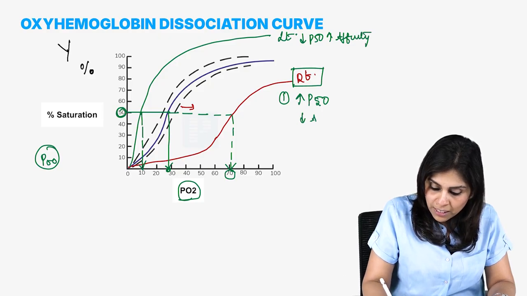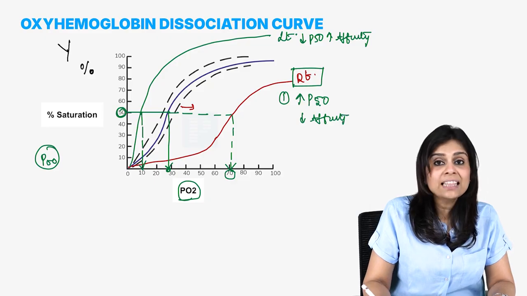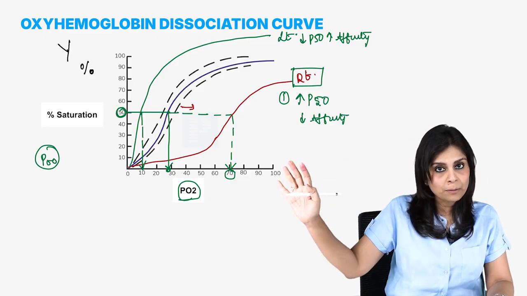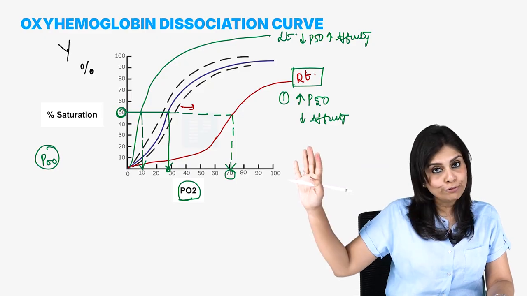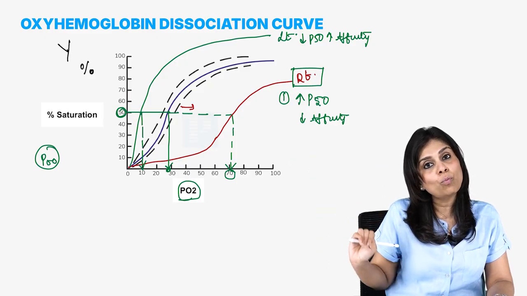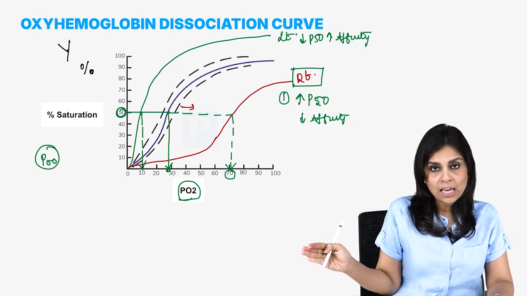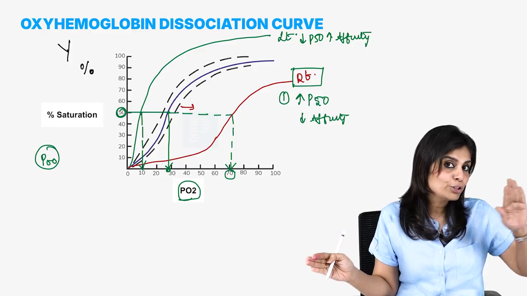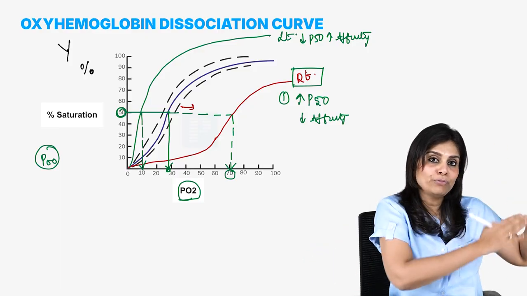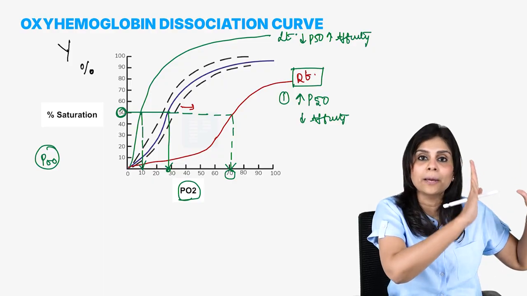So can you tell me, what does it mean when you say that the curve is shifted to the right? P50 is high or affinity is low. What does it mean when you say the curve is shifted to the left? It means P50 is low or affinity is high.